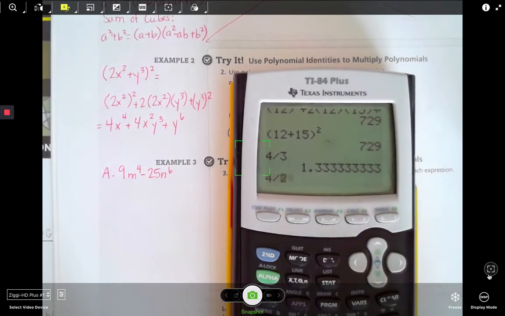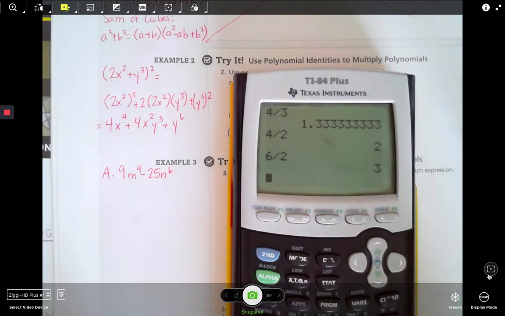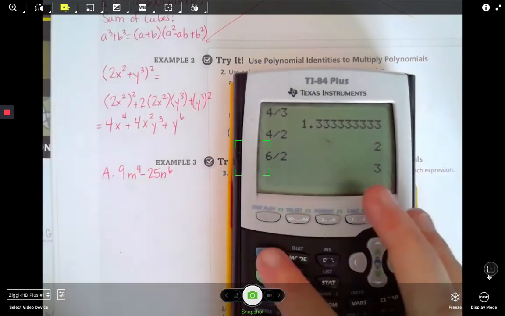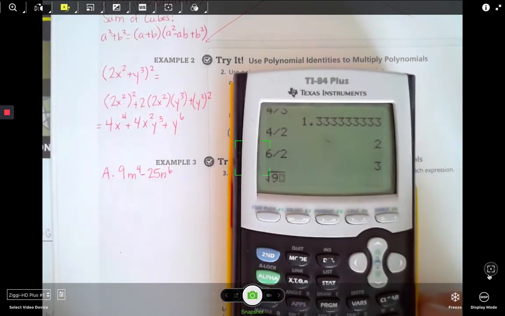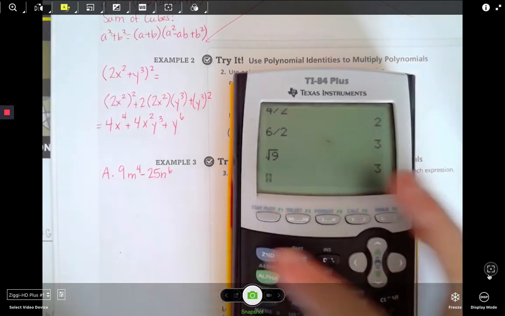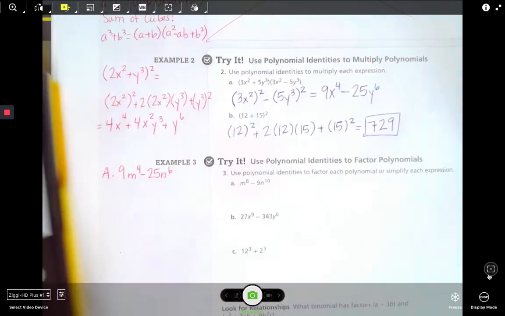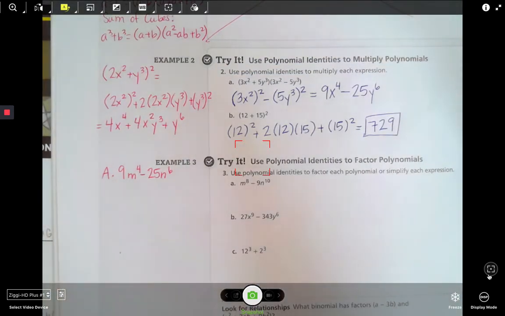Is 4 divisible by 2? Yes. And 6 divided by 2? Yes. Now we need to make sure that these numbers right here are perfect squares as well. Can I take the square root of 9? Yes. Can I take the square root of 25? Yes. So this is going to be the difference of squares.